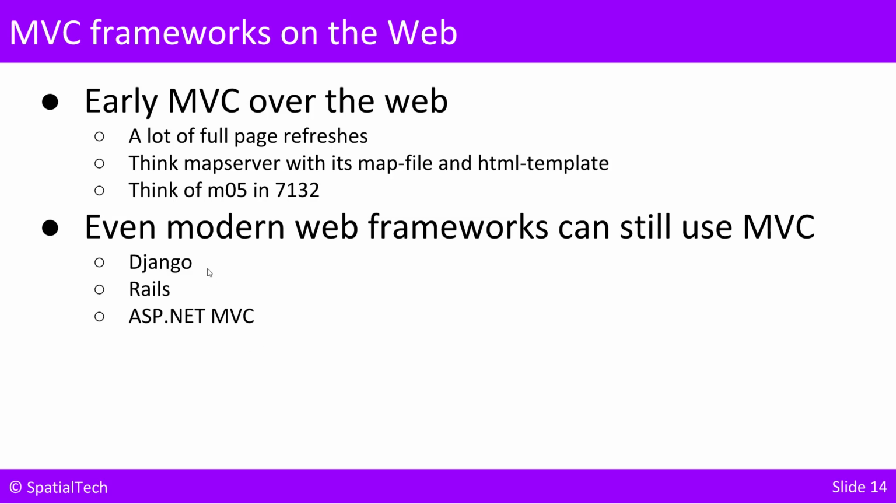Okay, Django is a Python thing. Python would be the language. Ruby is the language for Rails, and with .NET, it's either C# or VB.NET.